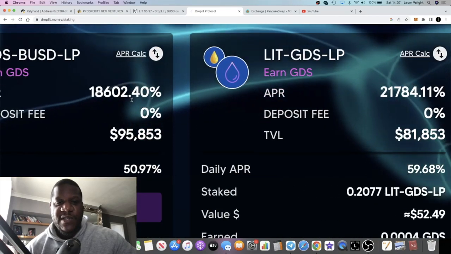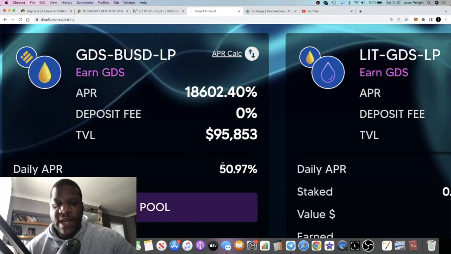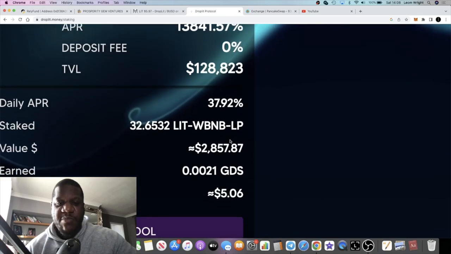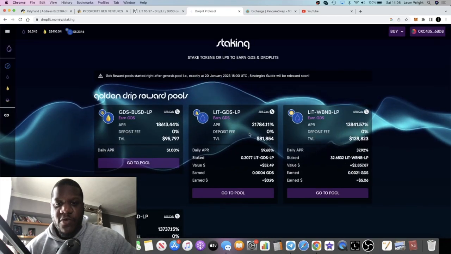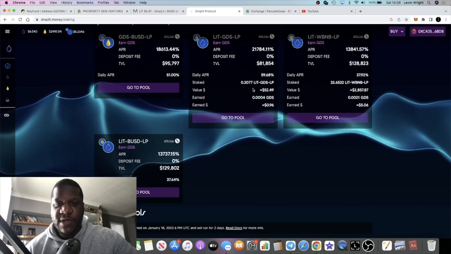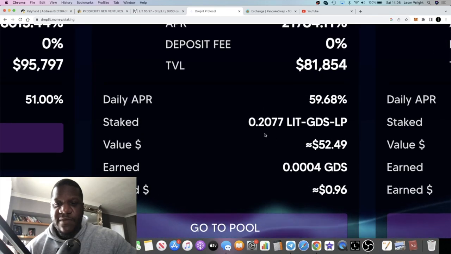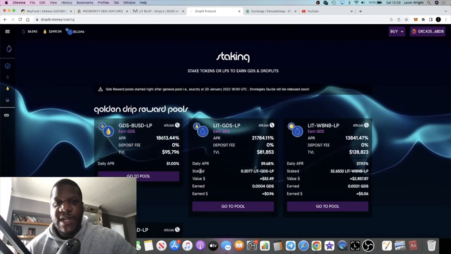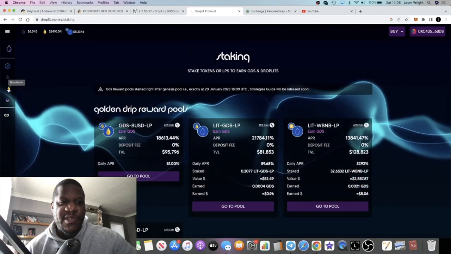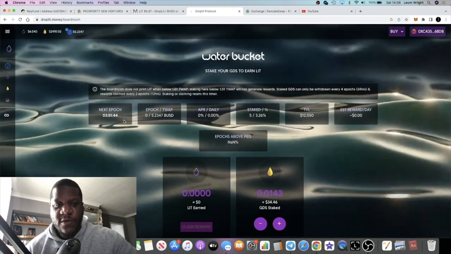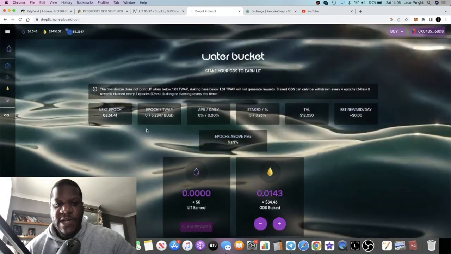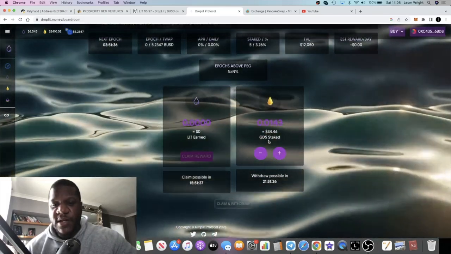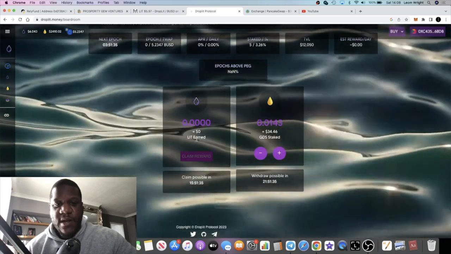We've got 18,602%, 50% a day you can earn on this pool. I'm earning around 37-38% a day on this particular pool, and I've been switching between pools. I've got a little bit in here as well. The price of GDS has gone down, but I think it's most probably going to start coming up soon, because the boardroom is going live in about 4 hours. People are going to start staking their GDS in here so that they can earn LIT.